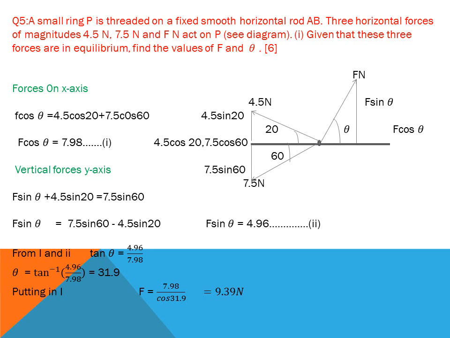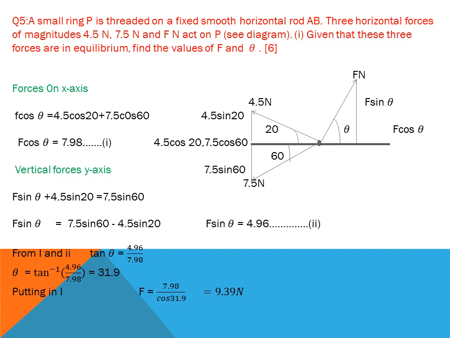P is threaded on a fixed smooth horizontal rod AB. Three horizontal forces of magnitude 4.5 Newton, 7.5 Newton and F Newton act on P. See the diagram. Given that the three forces are in equilibrium, find the values of F and theta.